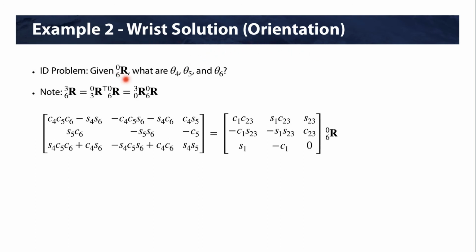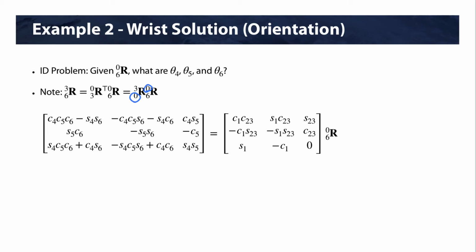So in this case, we're given the pose of our frame 6, all right? And we want to find what are theta 4, theta 5, and theta 6. Well, we know that the rotation matrix describing 6 with respect to 3 is just simply going to be the rotation matrix 3 with respect to 0 transpose times 6 with respect to 0, all right, which is here. Again, our subscript, superscript cancellation.